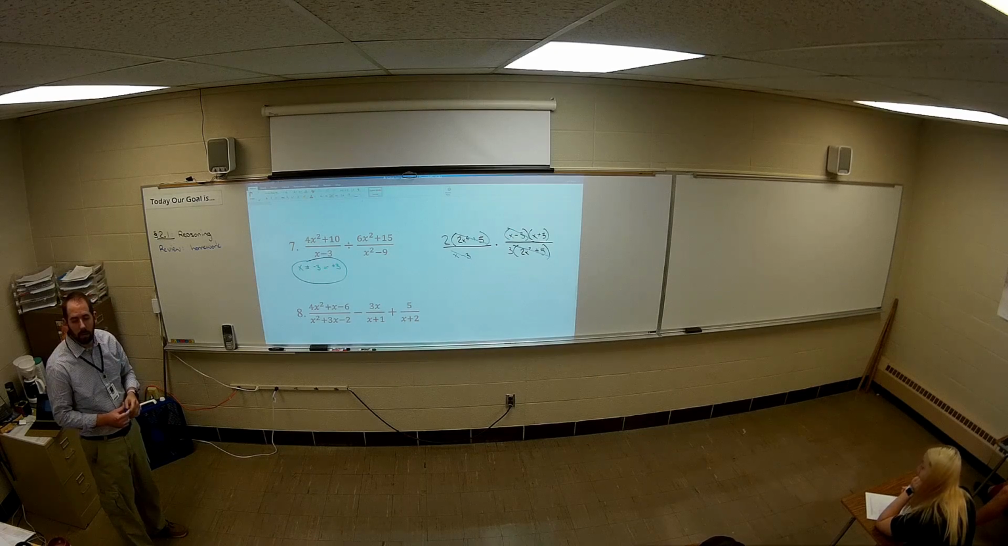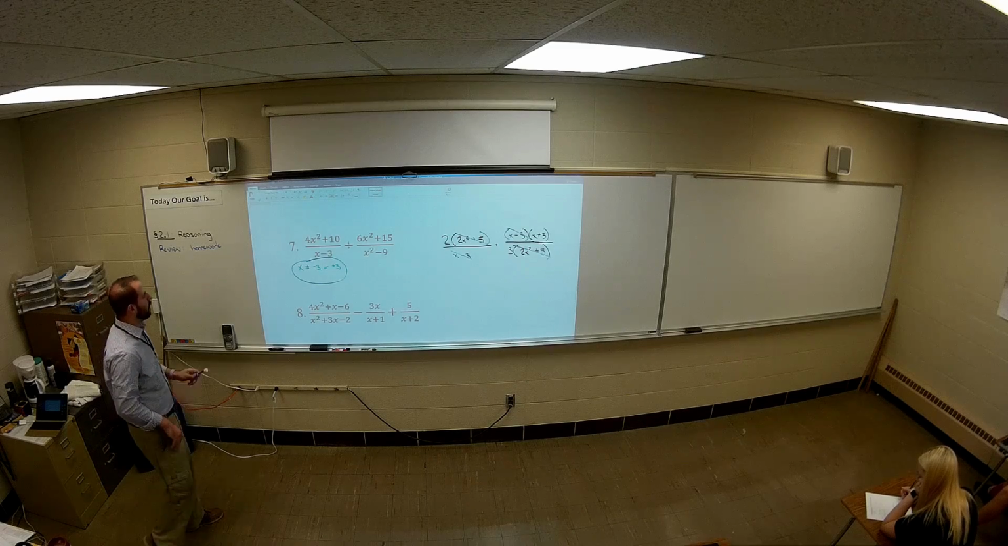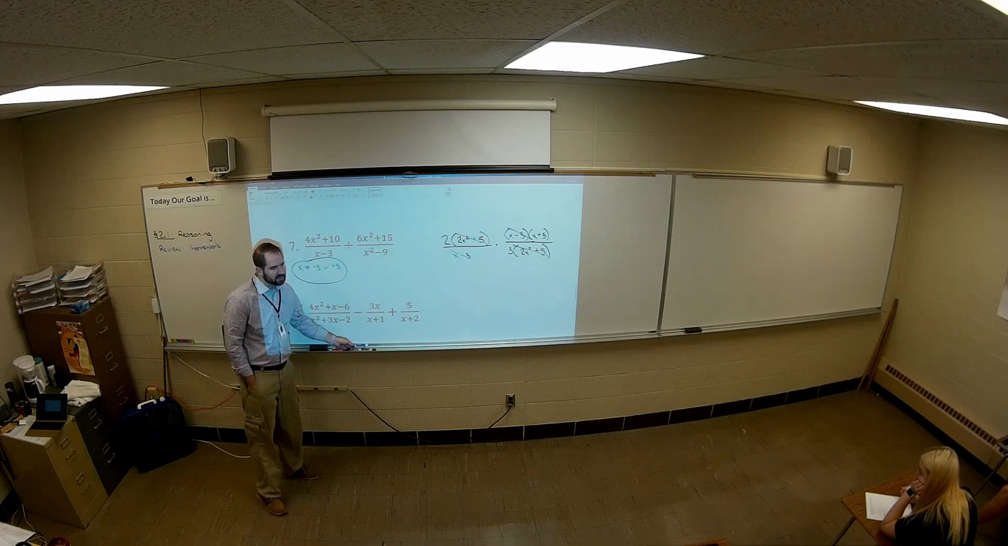Would it be okay to distribute the 2 to the x plus 3? You can do that. You wouldn't need to. I don't require you to go further. I mean, you just leave it there, as long as you cancel something. Okay. All right, we're comfortable with 6 and 7.